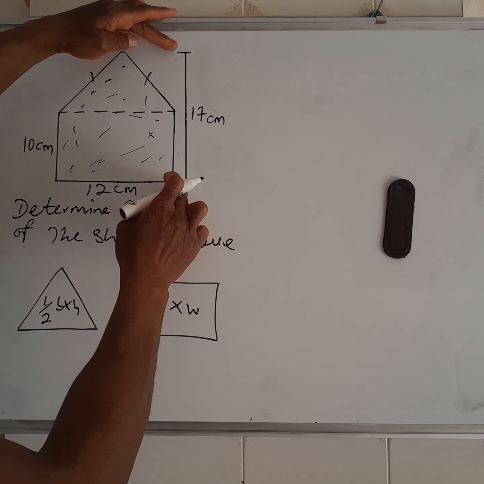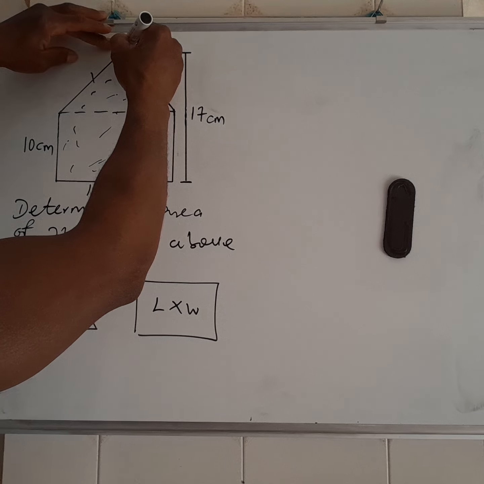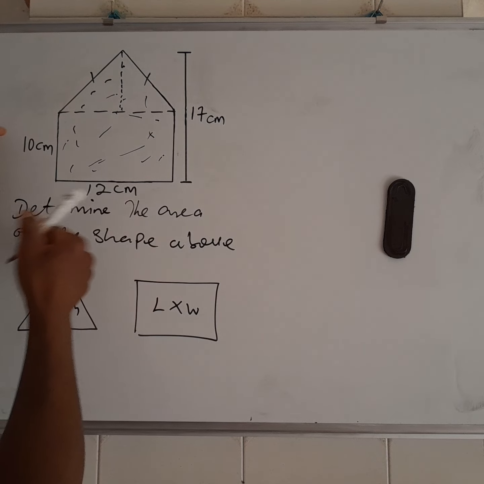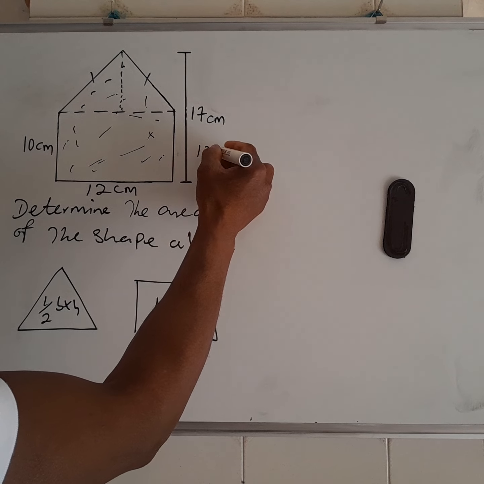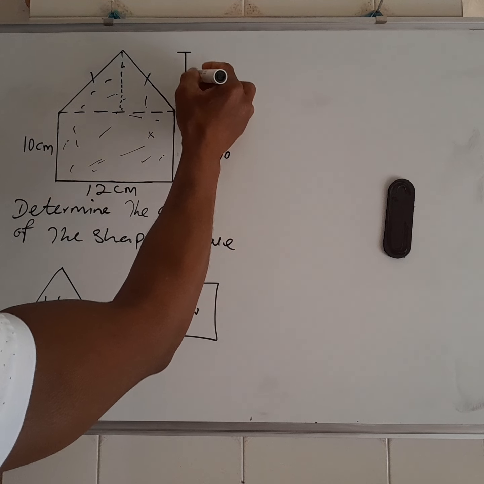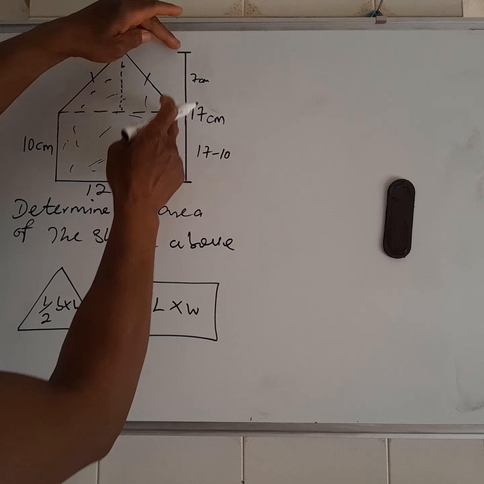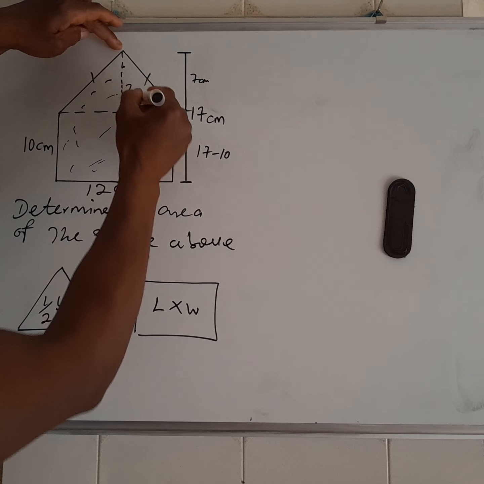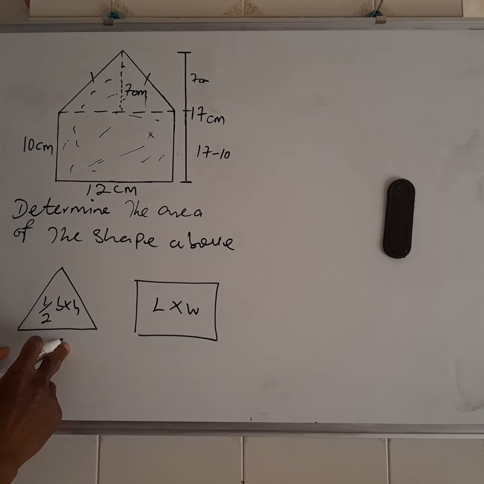Given the height of the figure to be 17 centimeters, the height of this triangle is unknown, and the width of the rectangle is given as 10. So simply 17 minus 10, you now have 7 centimeters. Automatically, from here to here, which is the height of the triangle, is 7 centimeters. So now we can calculate the area of the triangle.